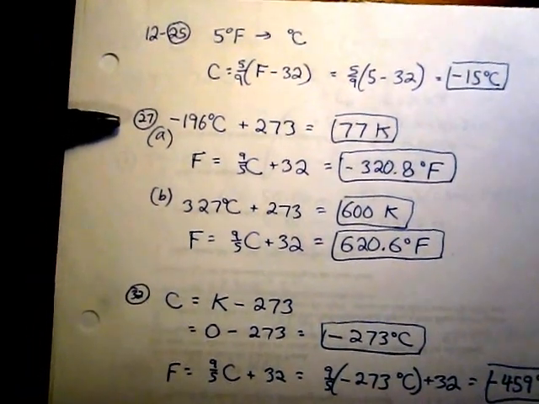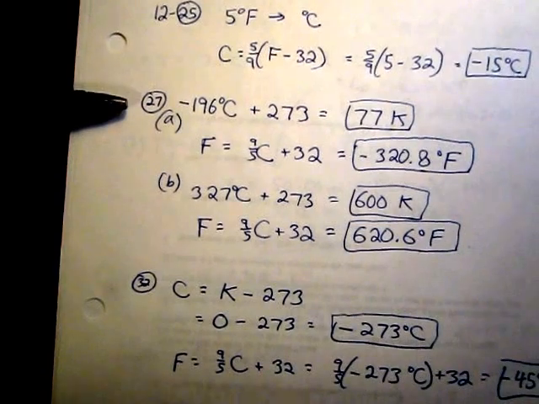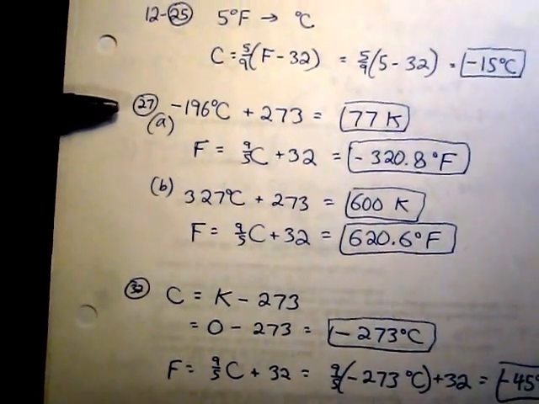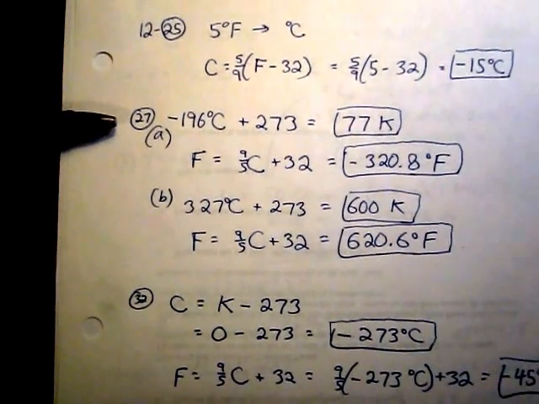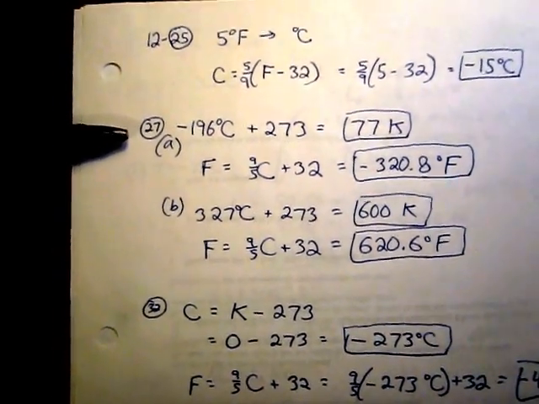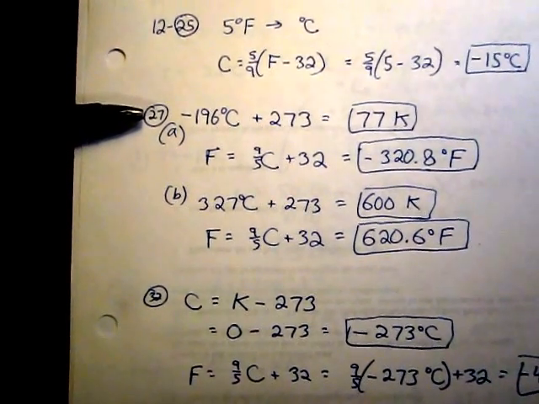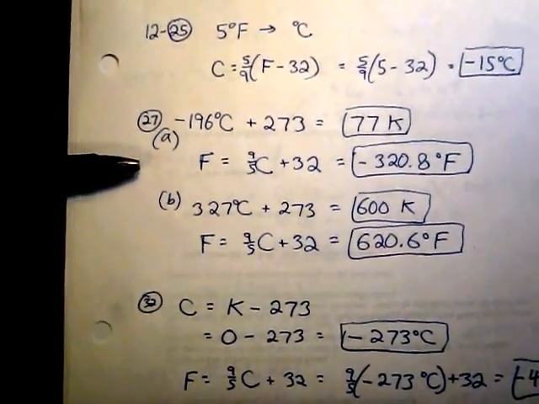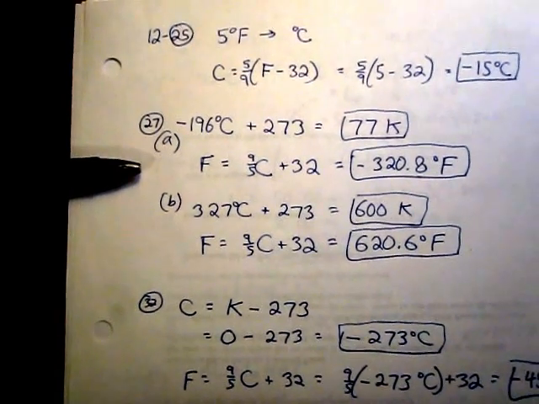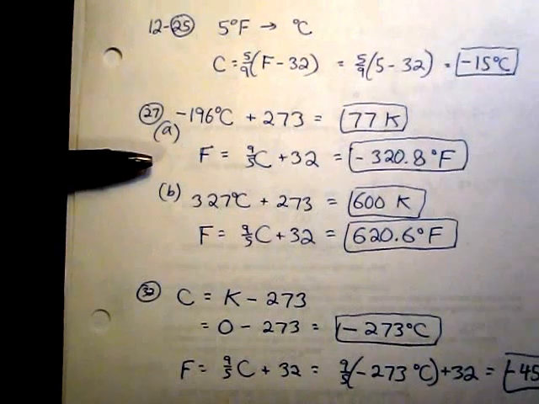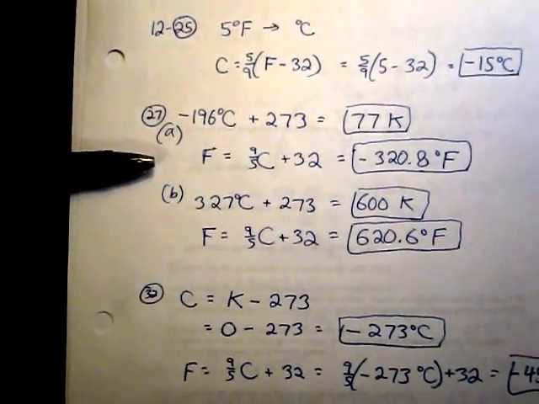Number 27 says calculate the Fahrenheit and Kelvin equivalents of A, nitrogen's boiling point, negative 196 degrees Celsius. Going from Celsius to Kelvin, you simply take the Celsius and add 273, so that'll give 77 Kelvin. For Fahrenheit, once you have Celsius, again multiply by 9/5, add 32, and you get negative 320.8 degrees Fahrenheit.